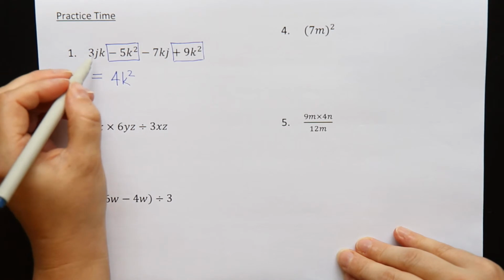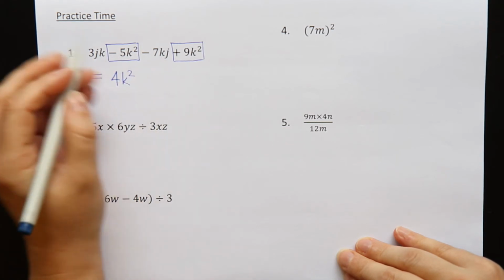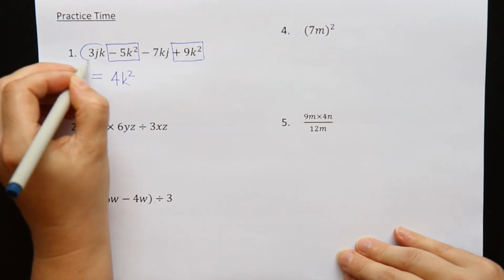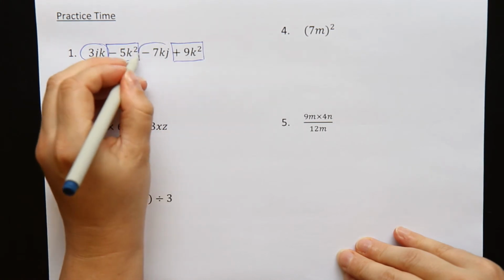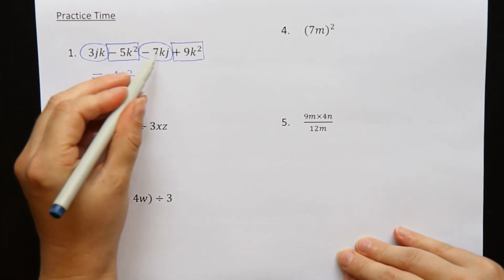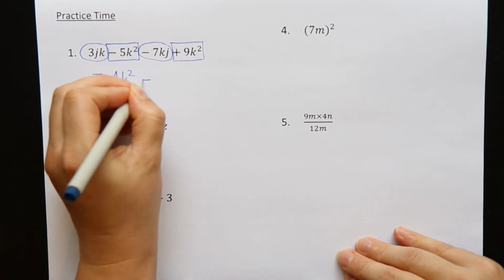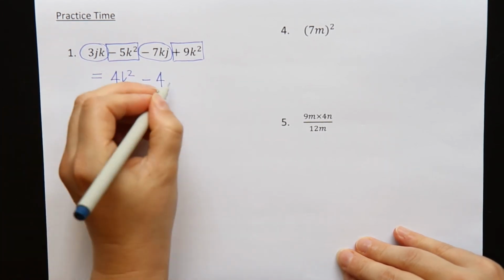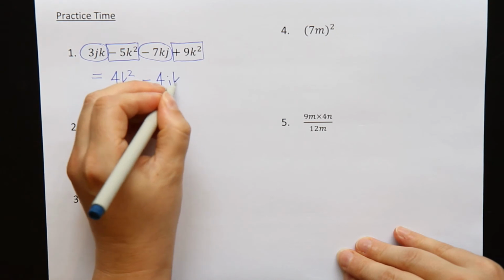Then we've also got jk and kj. They are actually like terms as well. jk's and kj's are really the same things. So 3 minus 7 makes a minus 4, and we'll make them jk.